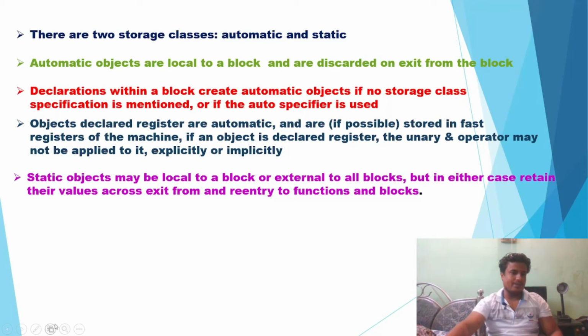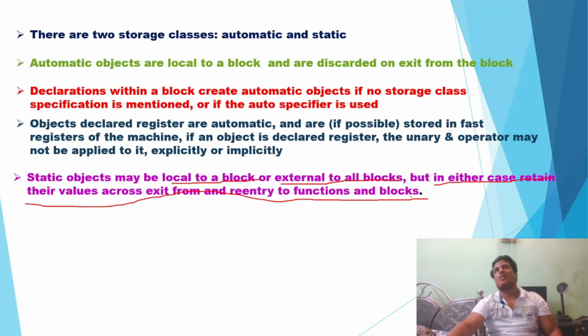So what does this line say? The storage object may be local to a block or external to all blocks. So what does this mean? That it can be local to a block, or external to all the blocks, which I explained to you in previous slides. But in either case, it retains its value across exit from and re-entry to the function or block. Okay, so hope you are getting it.